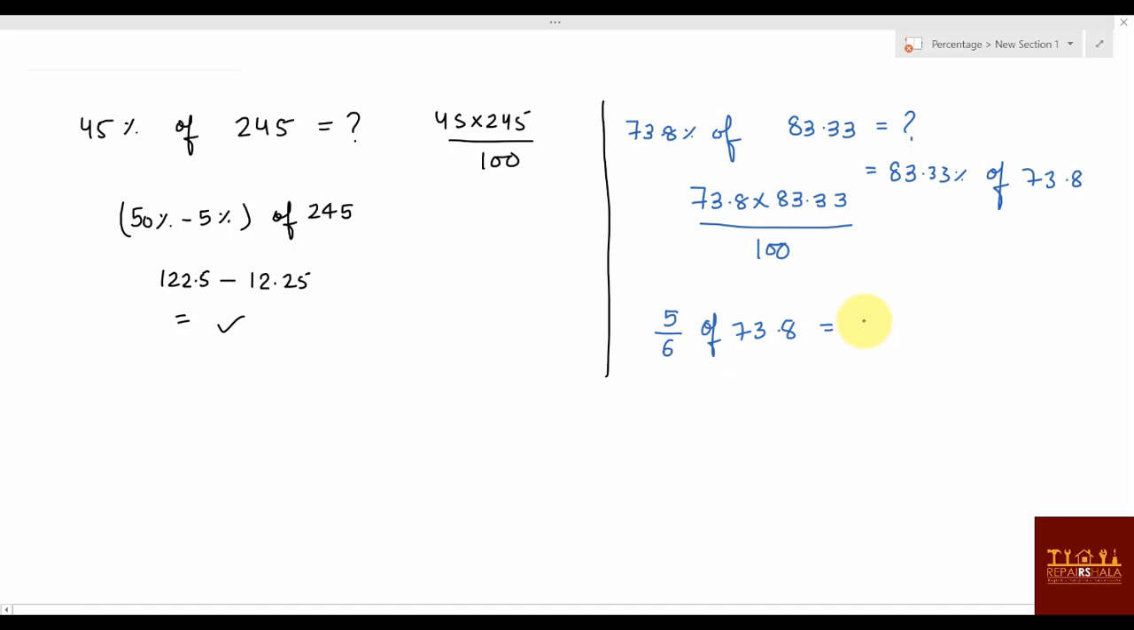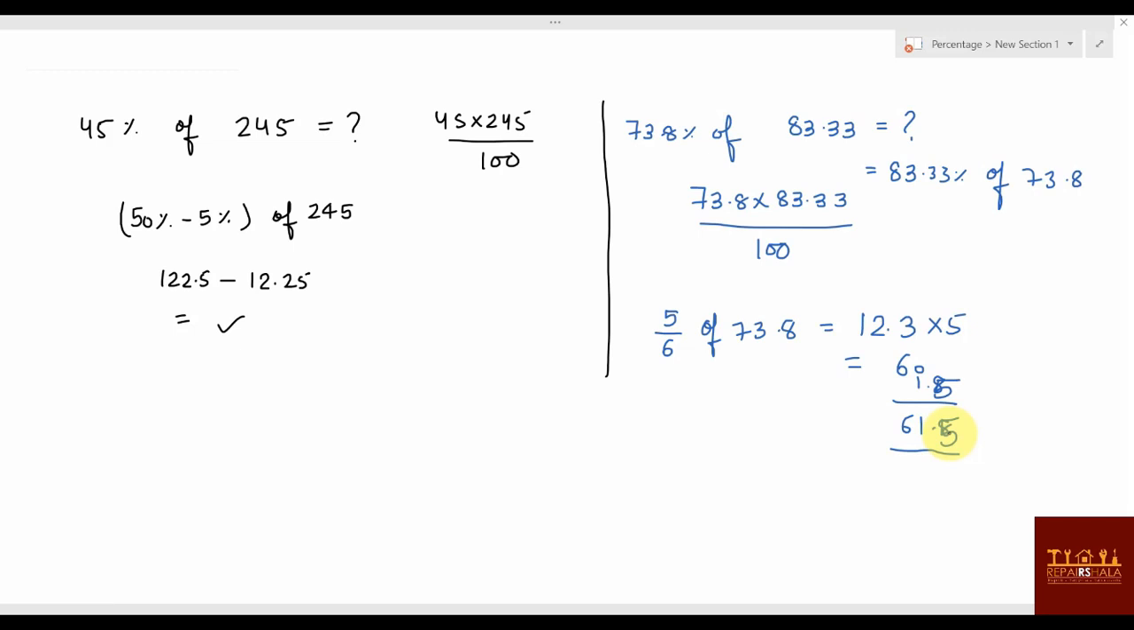Now 6 1s are 6, 6 2s are 12, 6 3s are 18, into 5. Yes or no? This is 61.8, and actually it will not be 1.8, it will be 1.5. So 61.5. The unit digit will be 5 only, right? So with this you can easily find. Now you are clear with this idea, right?